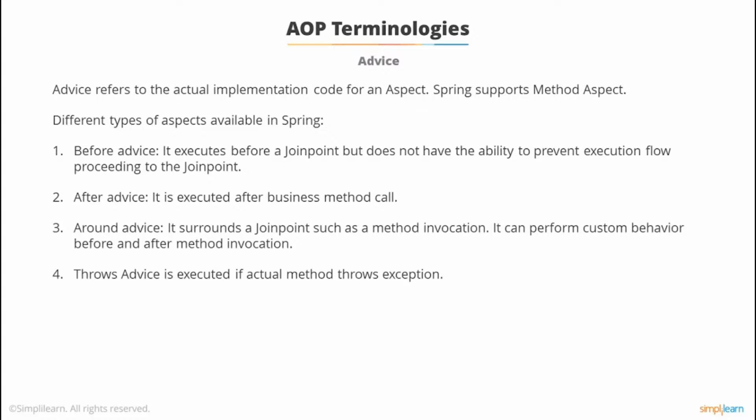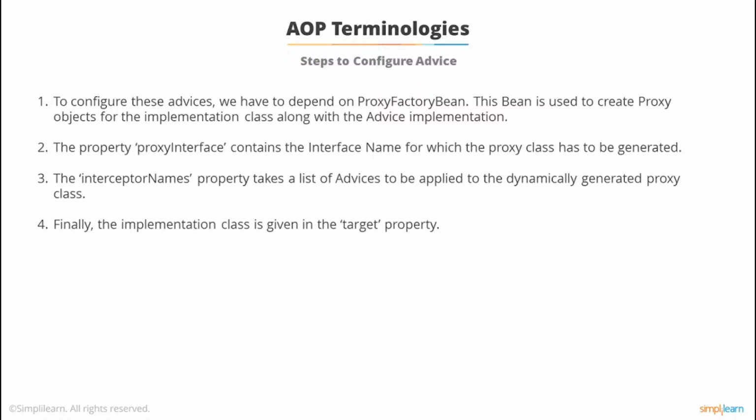To configure these advices, we have to depend on ProxyFactoryBean. This bean is used to create proxy objects for the implementation class along with the advice implementation. The property called proxyInterfaces contains the interface name for which the proxy class has to be generated. The interceptorNames property takes a list of advices to be applied to the dynamically generated proxy class. And finally, the implementation class is given in the target property.